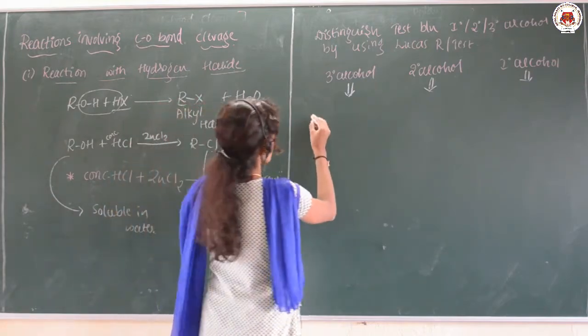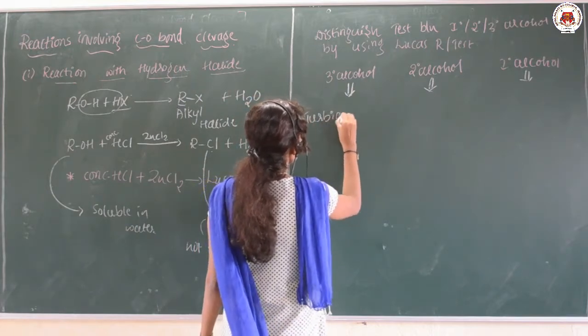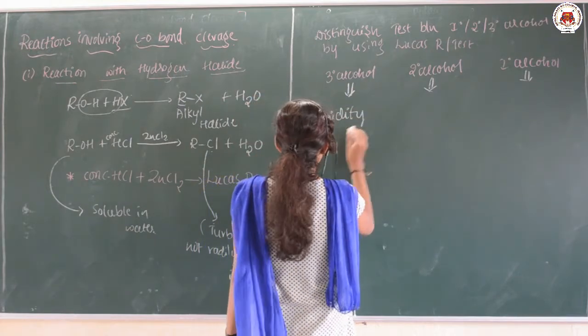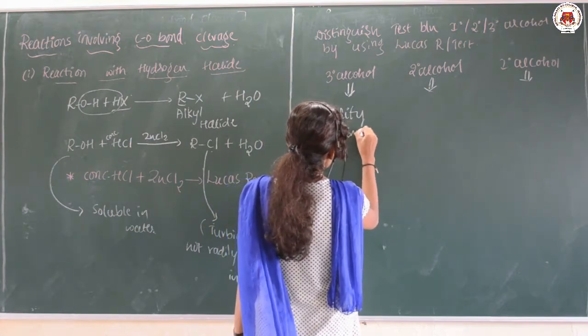So, in case of tertiary alcohol what happens? Turbidity occurs immediately.